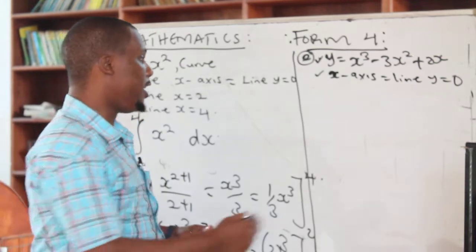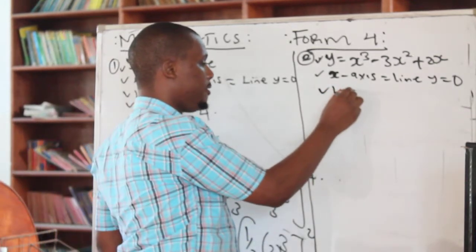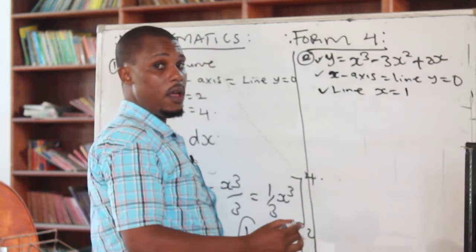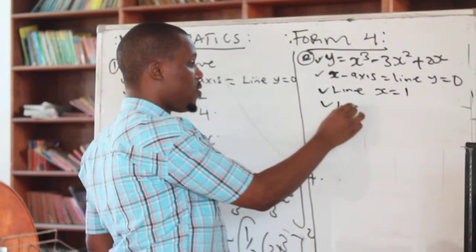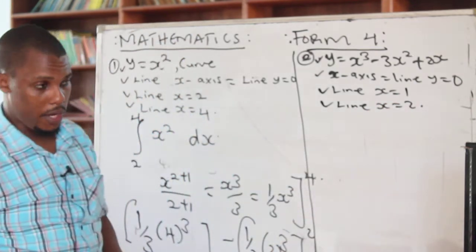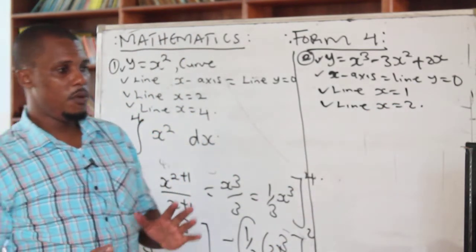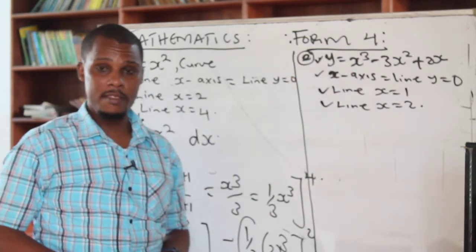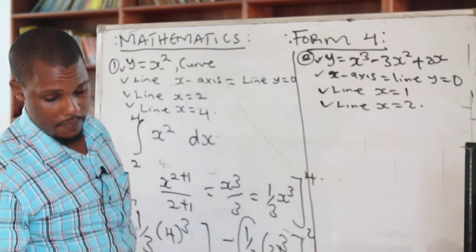Then from there we have the line x is equal to 1. Then finally, we have the line x is equal to 2. That is the information that is bounding our region. So in a nutshell, you can sketch it so that you can obtain the information which is going to be there, as you can see from my slide.